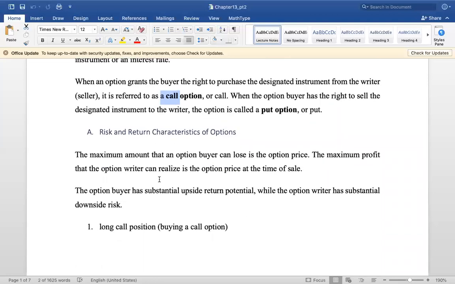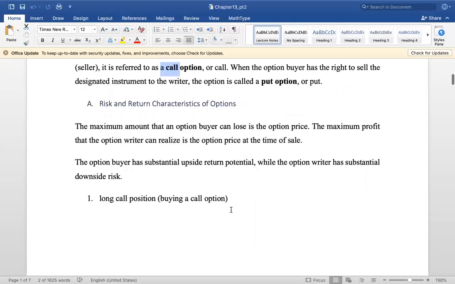The risk-return characteristics of the option: the maximum amount that an option buyer can lose is the option price. The maximum profit that the option writer can realize is the option price at the time of sale. The option buyer has substantial upside return potential, while the option writer has substantial downside potential. So let's talk in detail.